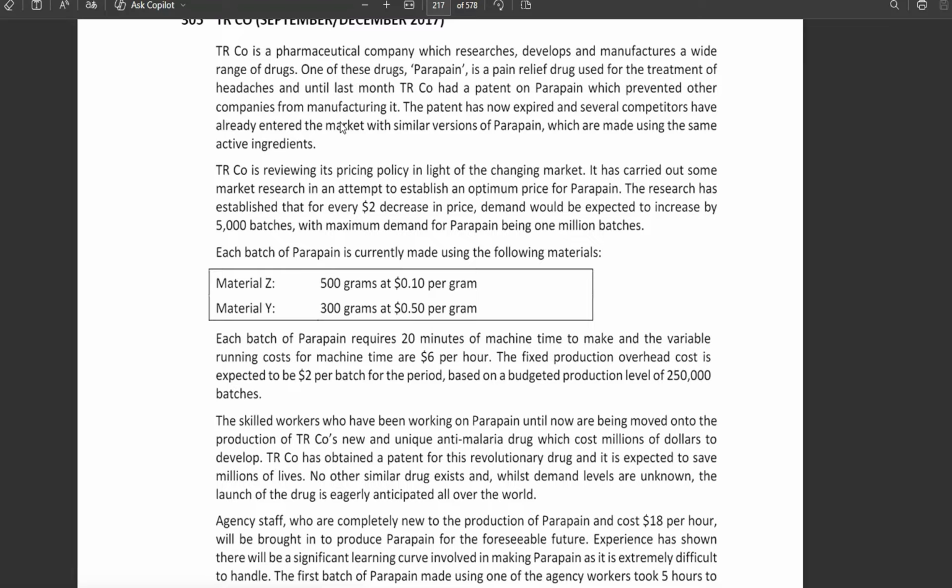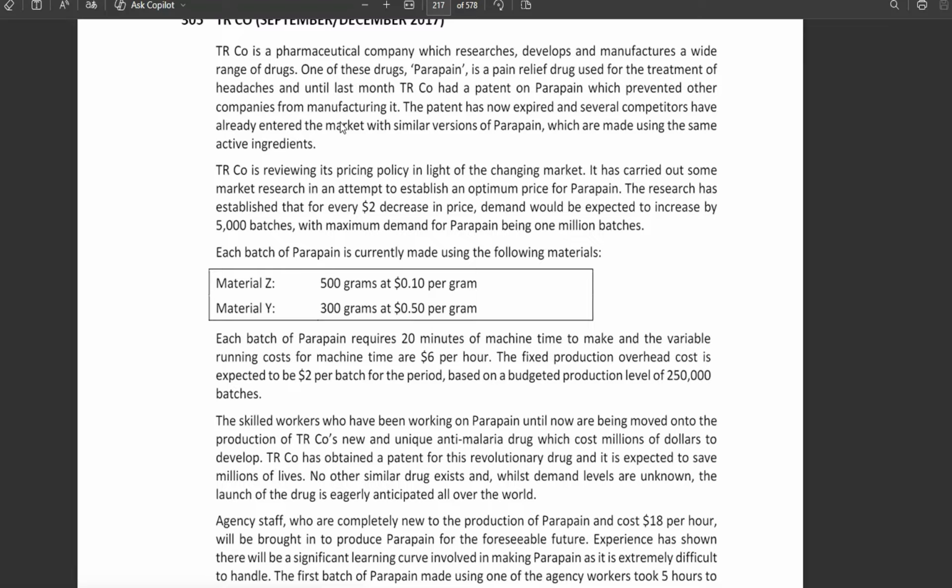The patent has now expired, and several competitors have already entered the market with a similar version of Parapain which is made using the same active ingredient. So now as the license has expired, the competitors around TR Company have started manufacturing a similar kind of drug as Parapain, using the same kind of ingredient.